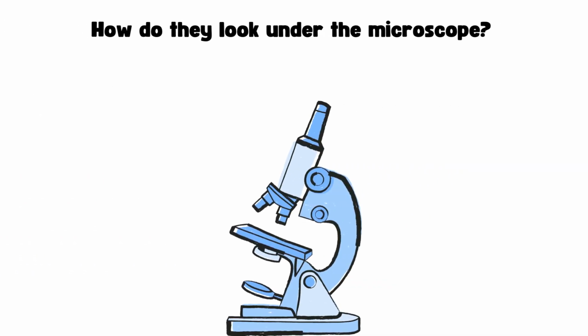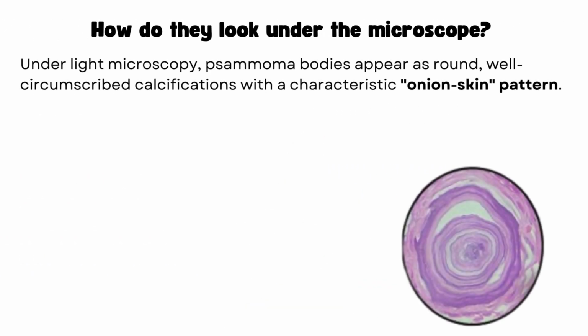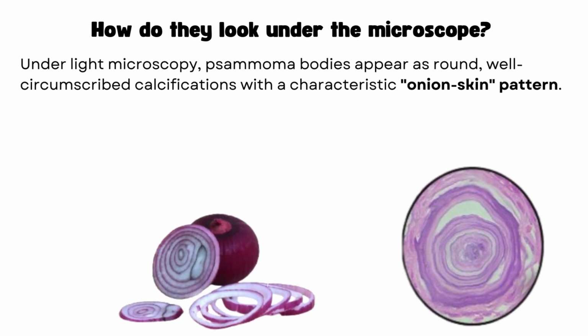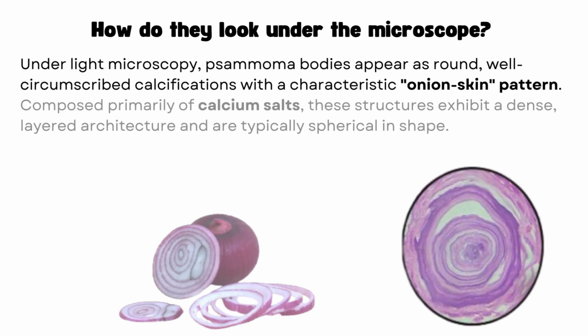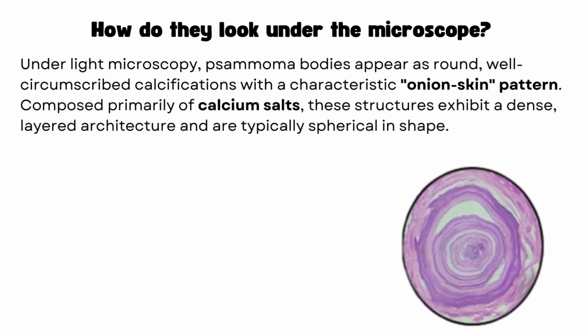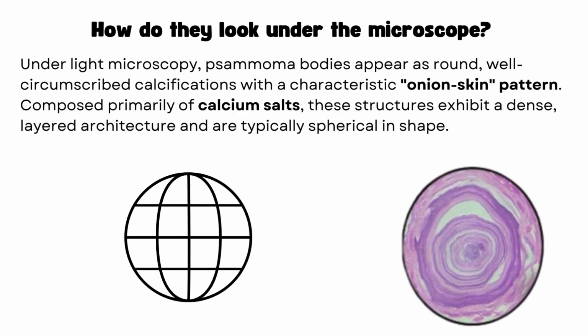How do Psammoma bodies look under the microscope? Under light microscopy, Psammoma bodies appear as round, well-defined calcifications, with a characteristic onion skin pattern. Composed primarily of calcium salts, these structures exhibit a dense, layered architecture and are typically spherical in shape.